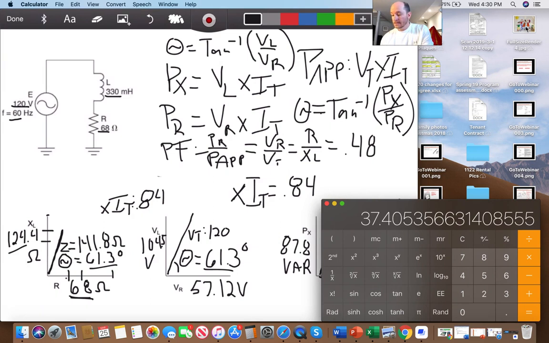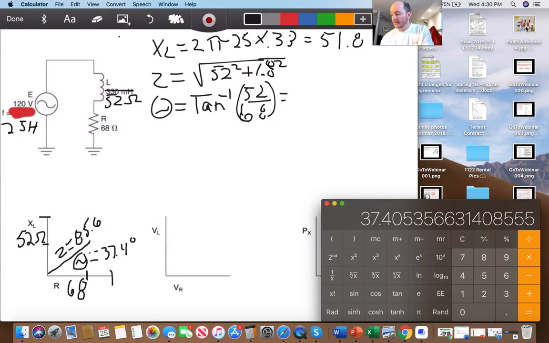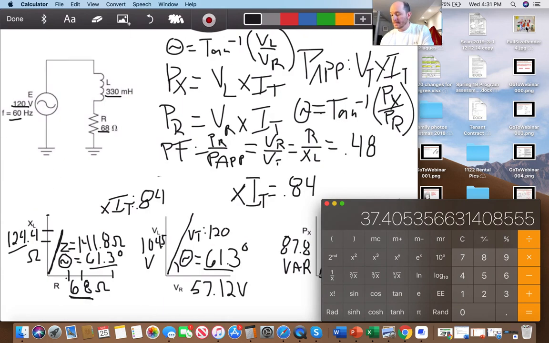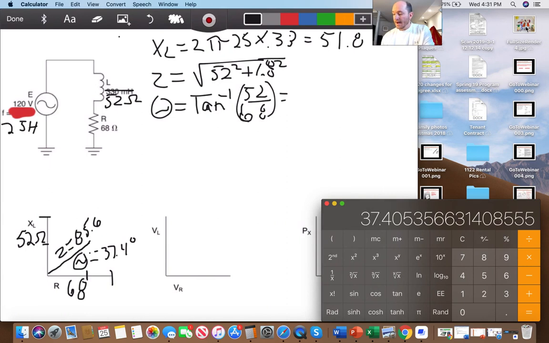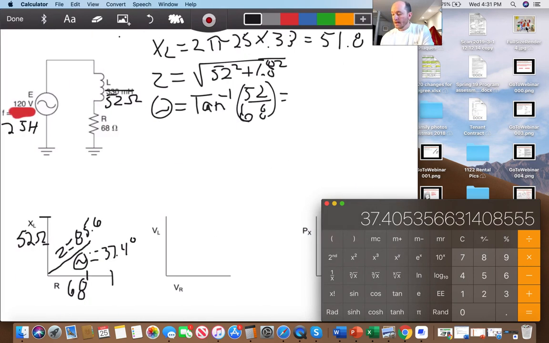My X of L is lower, more than, pretty significantly, more than half. My R has stayed the same. My Z has gone down. And now my phase angle has gone down.